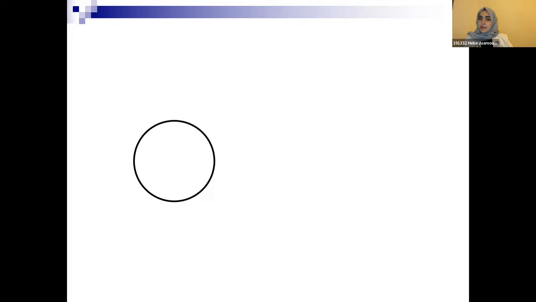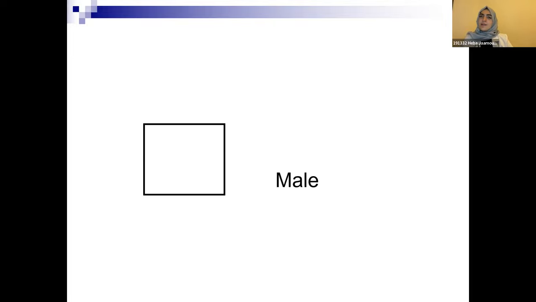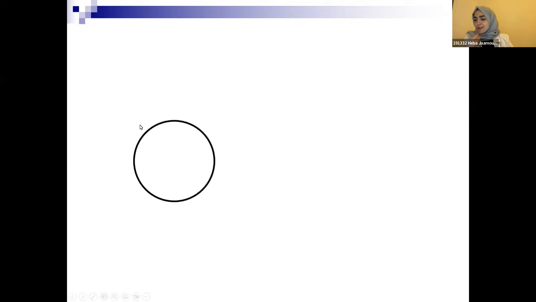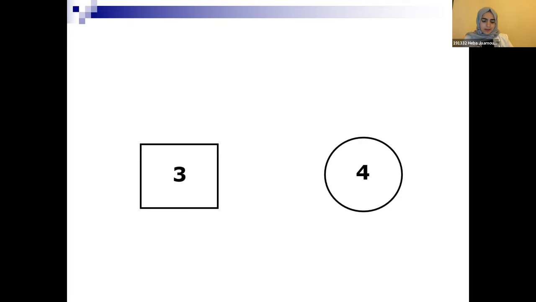A way that I remember this is that generally speaking, men have sharper features. That's why we gave them the box with more pointy edges, right? But females have smoother features. That's why we gave them the circle. Stupid way, but it sticks. Believe me, this is how I memorized it since first year. Next, what do you think this means, or what does it indicate?